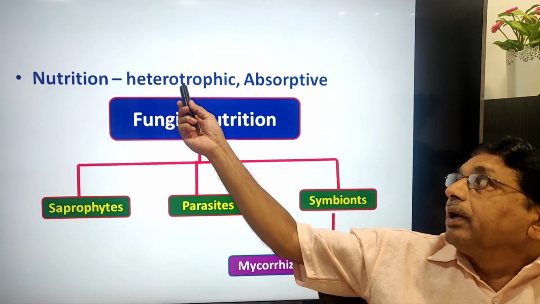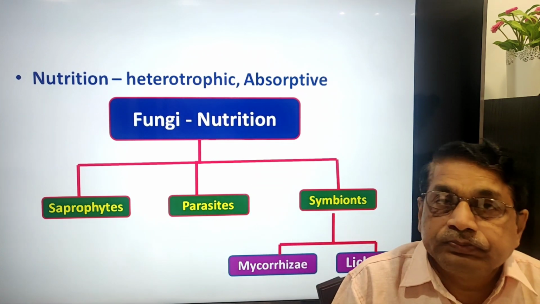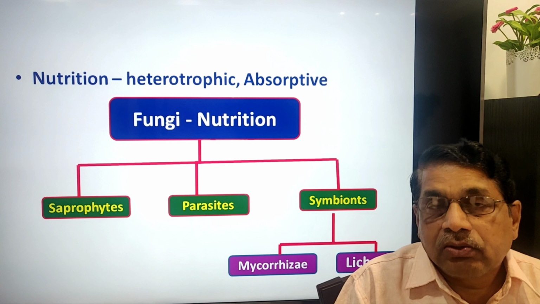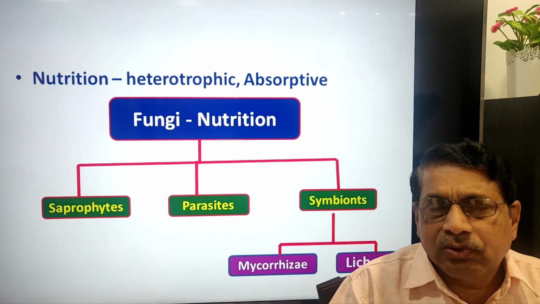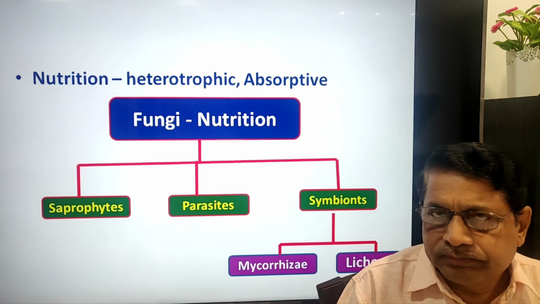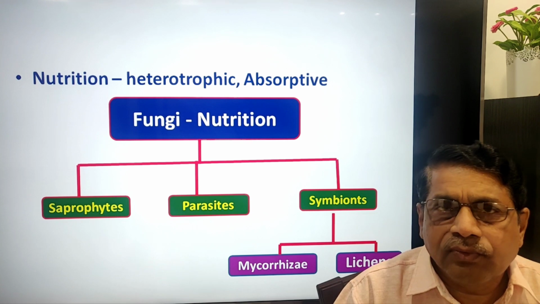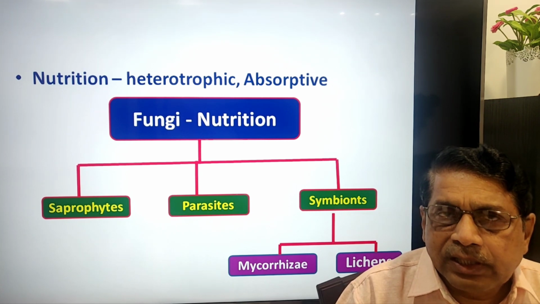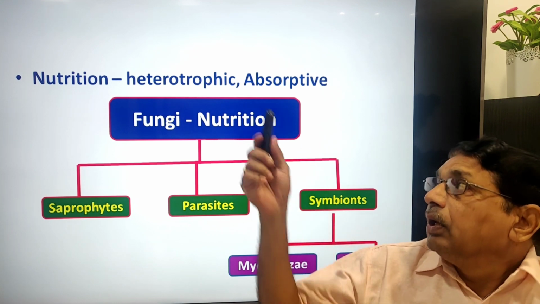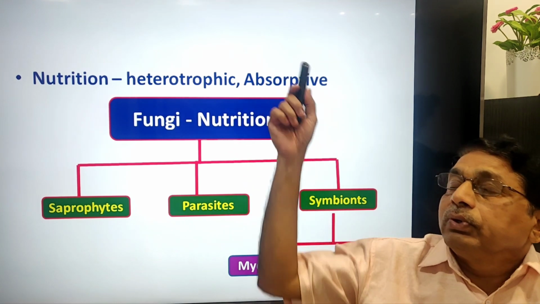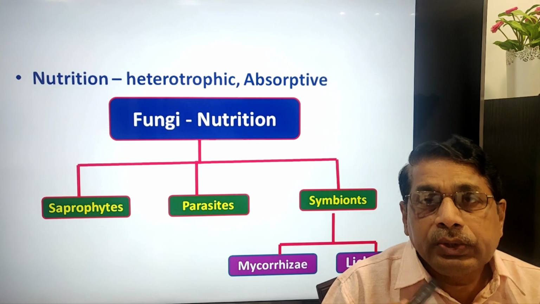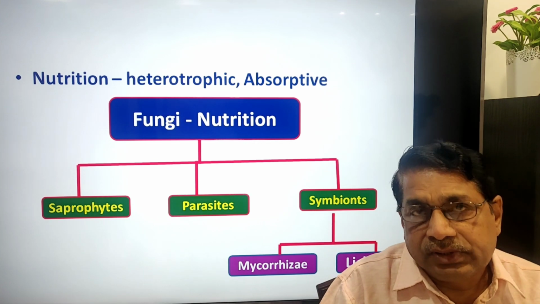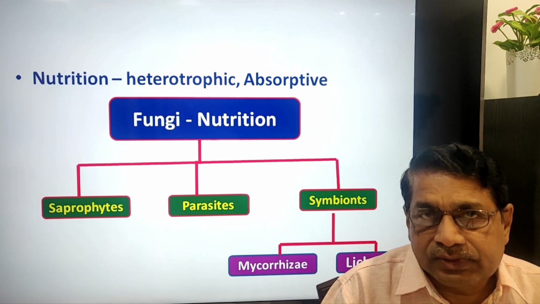Nutrition: they are heterotrophic because they don't have chlorophyll. They lost the chlorophyll or they did not develop the chlorophyll from the beginning. Anyhow, they are achlorophyllous, without chlorophyll, therefore nutritionally they are heterotrophic. Absorptive type of nutrition: they absorb the nutrients through the body surface, through the hyphal surface.